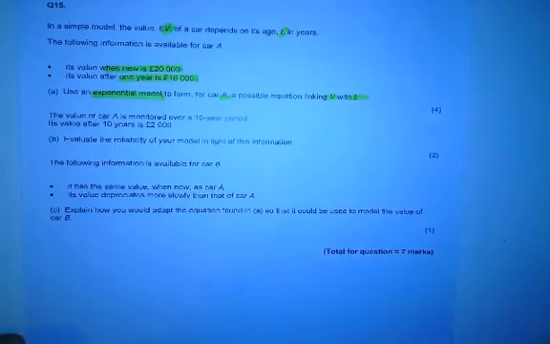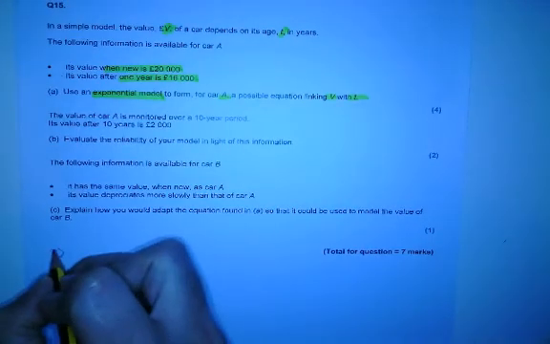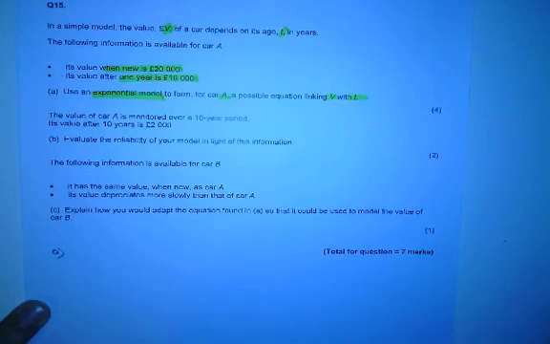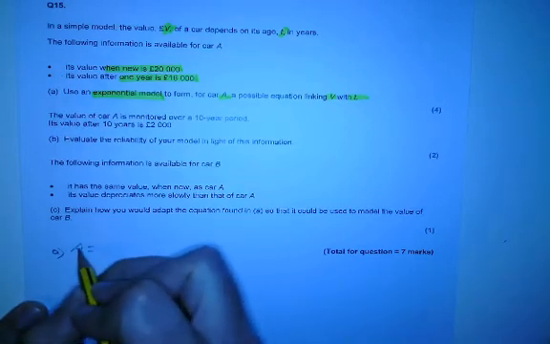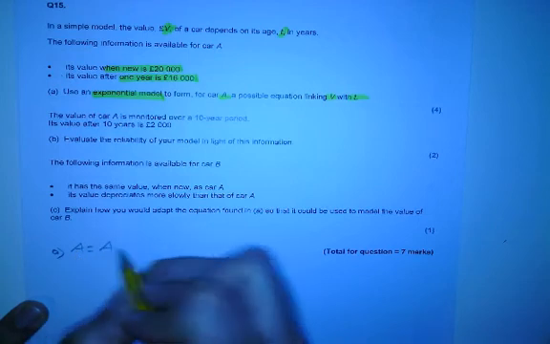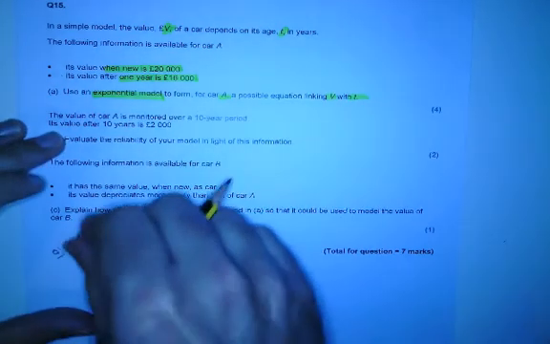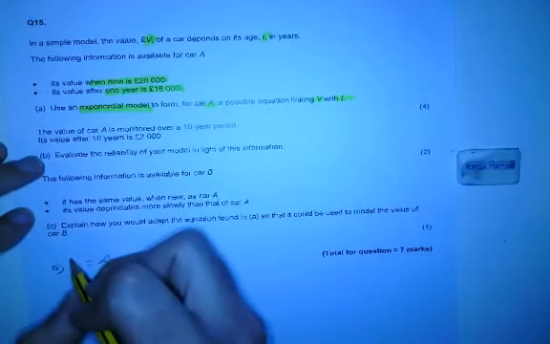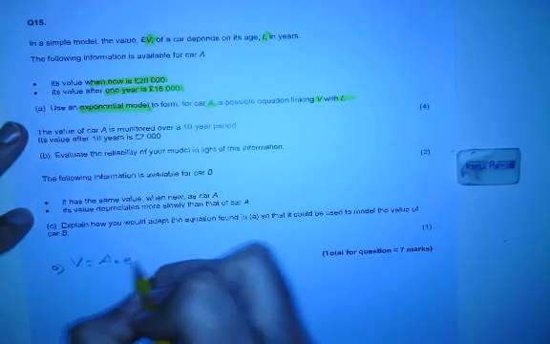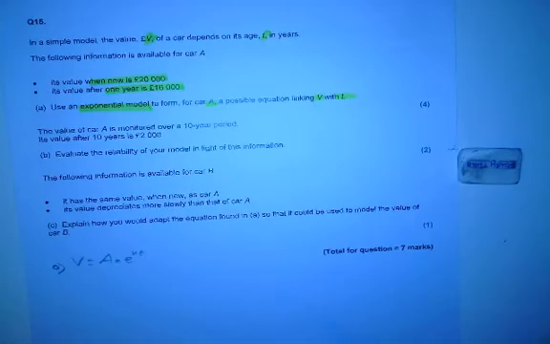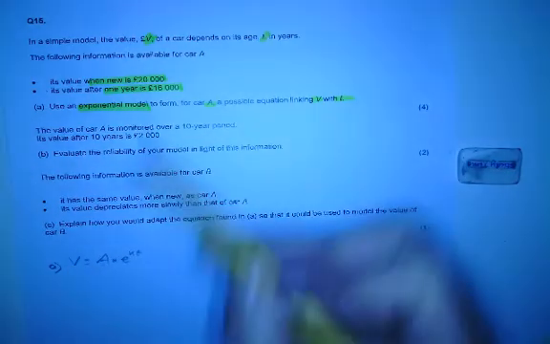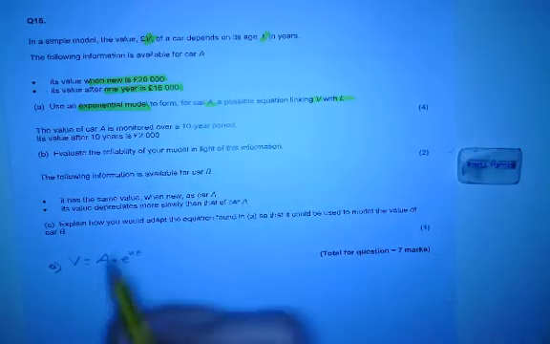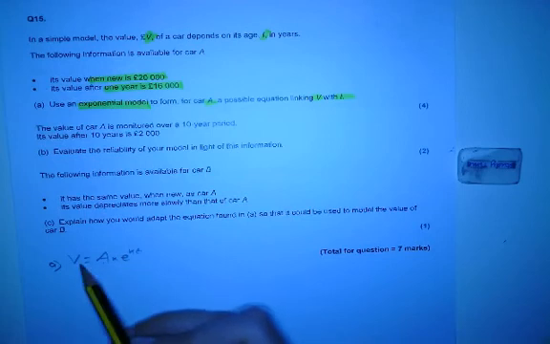Right, when it says use an exponential model, there is a general format for that. The overall thing you're working out, which is v, equals a times e to the kt. So we need to figure out the value of a and the value of k. t is the number of years, and v is the value of the car. We can use these two sentences to figure these things out.